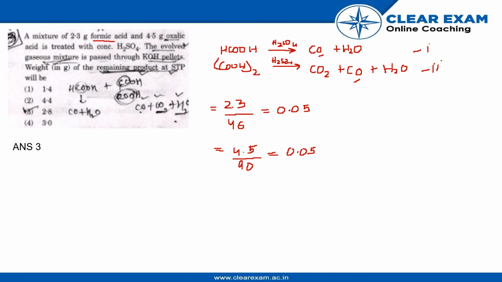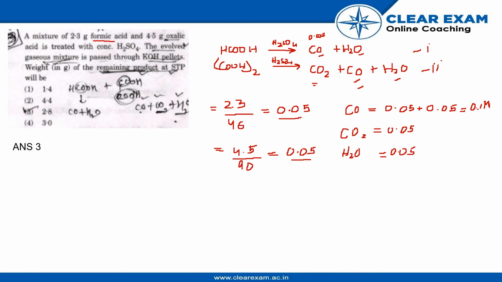So the number of moles of CO will be 0.05 plus 0.05, which will be 0.1 moles. And as we have calculated here 0.05 for both formic and oxalic acid, 0.05 moles will be formed of CO. Similarly, we will form 0.05 moles of CO2 and H2O. So CO2 will also have 0.05 moles, and H2O will also be formed in the quantity of 0.05.